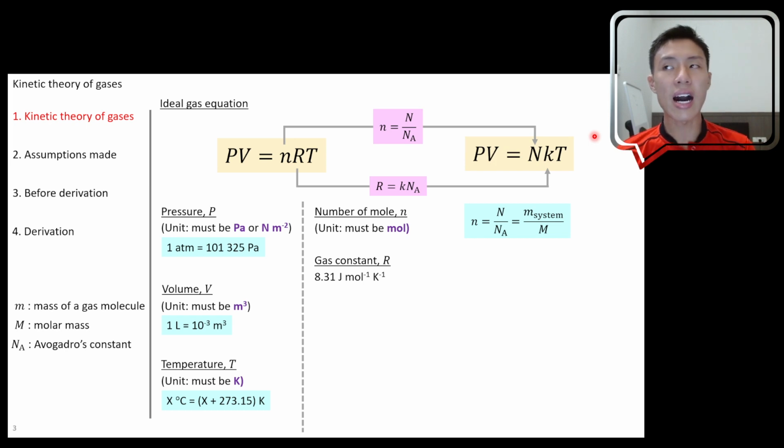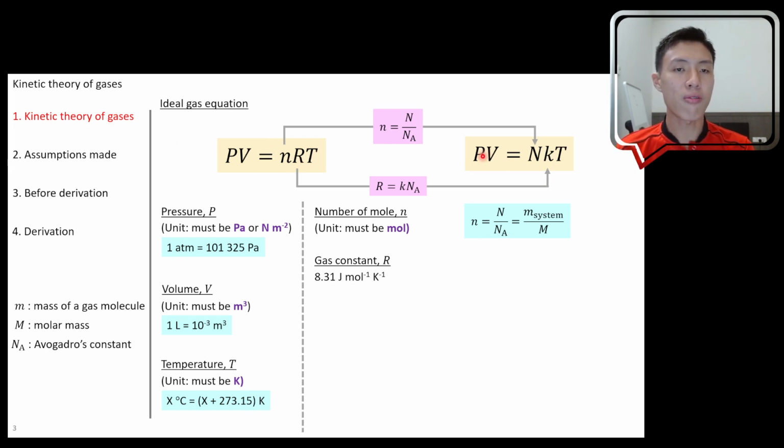Okay, they are both called the ideal gas equation, and they are interchangeable. You can use whichever equation you prefer, but if your information regarding a gas system is mostly in molar terms, 1 mole of gas, 2 moles of gas, then it's better to use this equation.